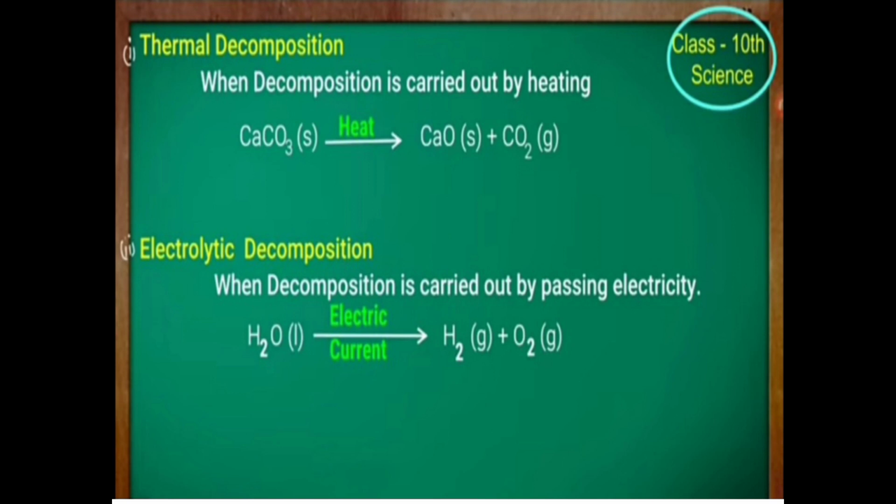Then electrolytic decomposition. Electrolytic means related to electricity. Simple. So when decomposition is carried out in the presence of electricity, what is given as an example? H2O, that is water, in the presence of electric current splits into H2, hydrogen gas, plus oxygen gas.